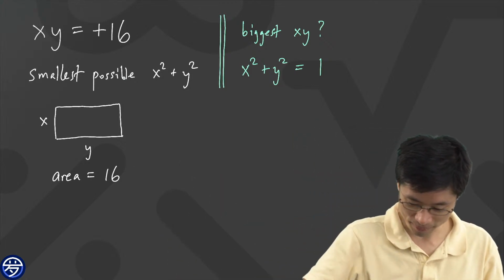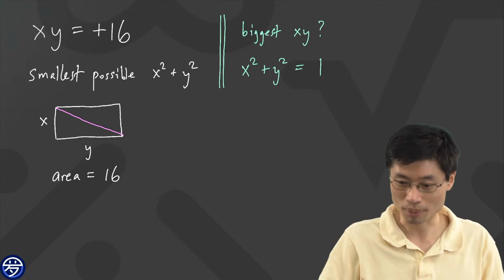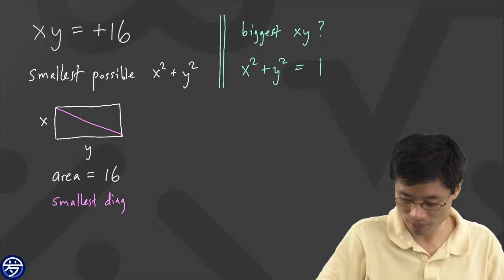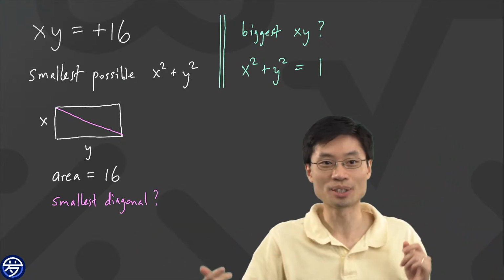Let's do this. But if I want to find the smallest possible square of the hypotenuse, that's the same as finding the smallest possible hypotenuse and then squaring it. Smallest diagonal. So now I have an interesting geometry problem.